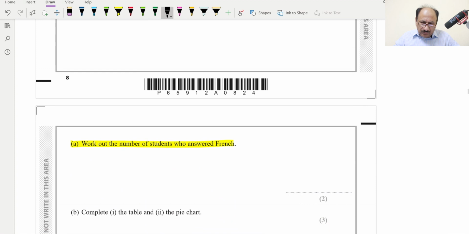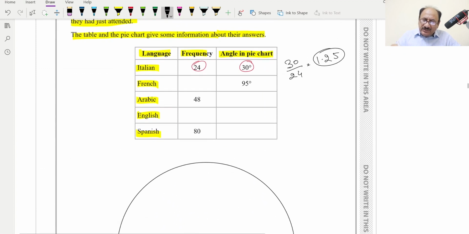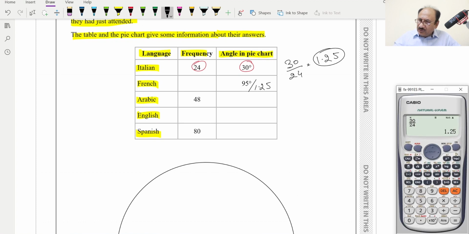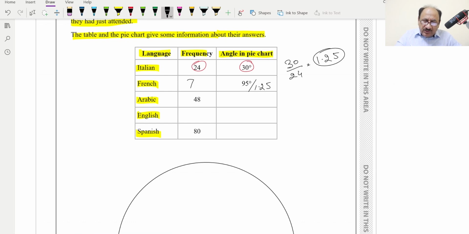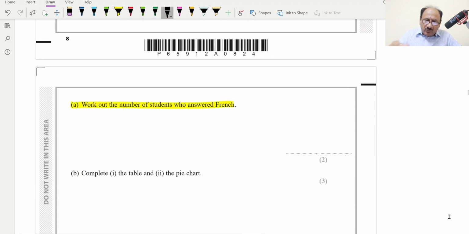So work out the number of students who answered French. Now we can apply this on French. 95 divided by 1.25, we will get the answer for that one. So 95 degrees divided by 1.25 results in 76. So 76 will be our answer, which we can write over here, 76, and the answer we have to provide over here.